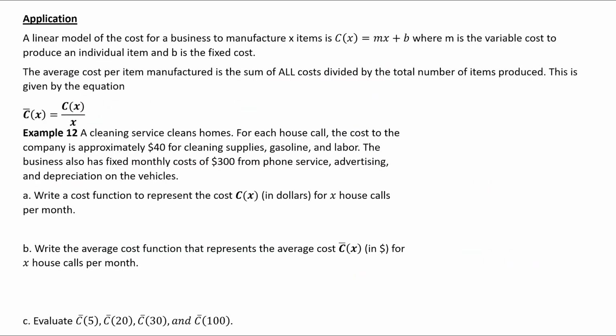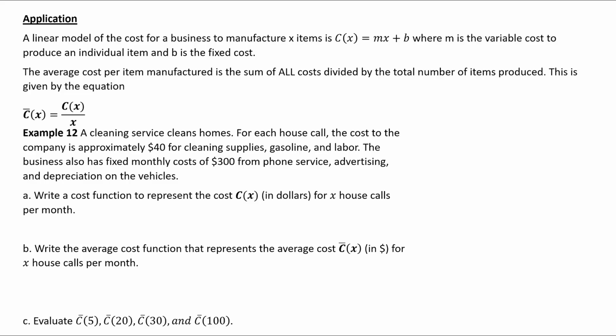Okay, now we're going to look at an application. It says a linear model of the cost for a business to manufacture x items is C of x equals mx plus b, where m is the variable cost to produce an individual item and b is the fixed cost. The average cost per item manufactured is the sum of all the costs divided by the total number of items produced. This is given by the equation C bar of x is equal to C of x over x. Okay, so let me just say that again. If you have a linear model for the cost it takes a business to manufacture x items, and that model is C of x equals mx plus b.